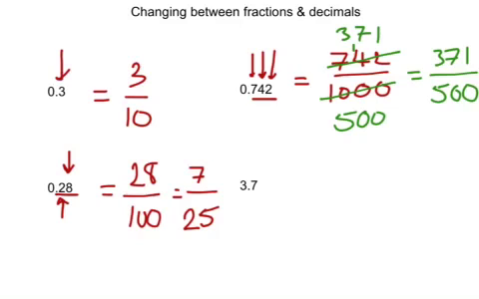And finally, this works with whole numbers as well, or whole number parts. So 3.7, well, I know that's 3 units and 7 tenths. And so we can write that just as a mixed number: 3 units and 7 tenths, or 3 and 7 tenths.